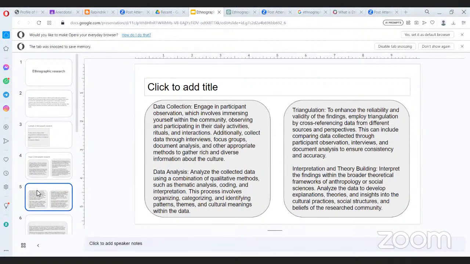When we are talking about ethnographic research, the name that comes to our mind is Malinowski. Malinowski's PhD thesis is based upon ethnography. And he did the cross-referencing.